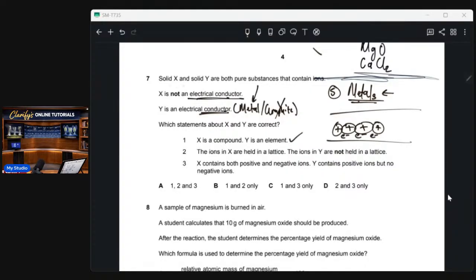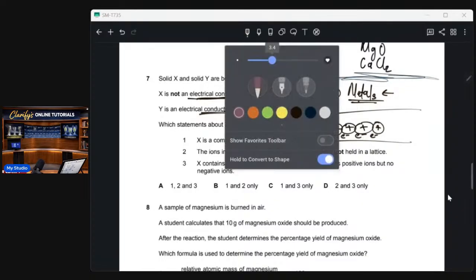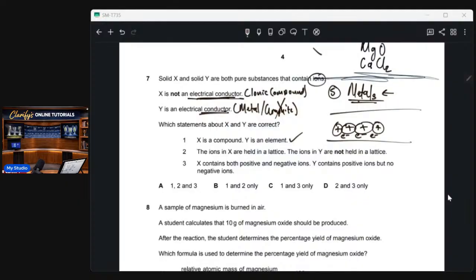And X is not a conductor, and it has ions. If it has ions and it's not a conductor, that means this is an ionic compound. We know that ionic compounds do not conduct. Only metals do as solid. Don't forget, why do metals conduct as solid? Only metals, because they are the ones that have free electrons, delocalized electrons. So don't forget that part. So anyway, that's good. Now let's see.